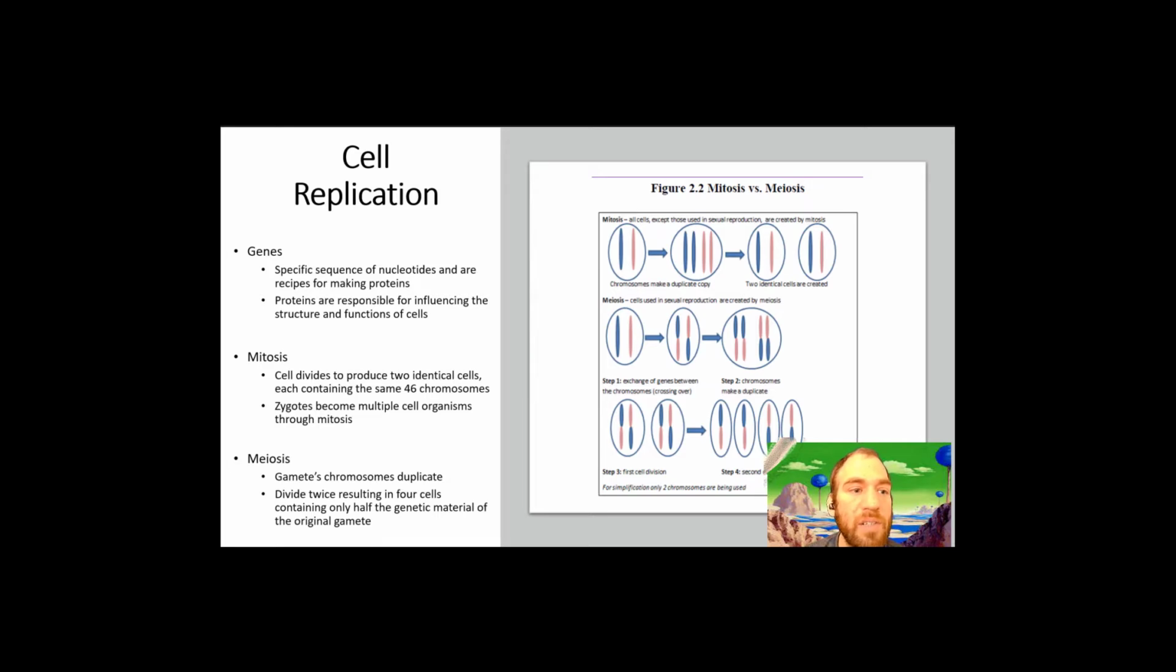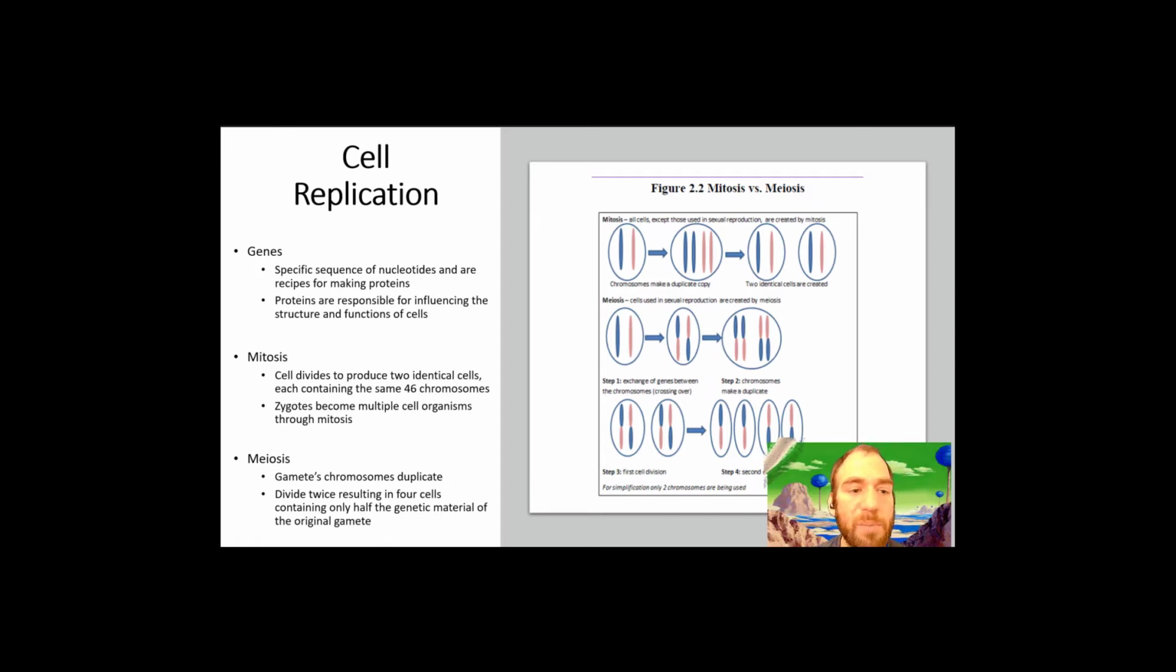Moving on to cell replication. Genes are specific sequences of nucleotides and are recipes for making proteins. Proteins are responsible for influencing the structure and function of cells. So again, this is going to be a definition-filled PowerPoint slide, just like the nature of the bio chapter.